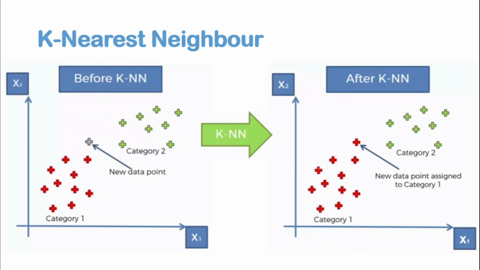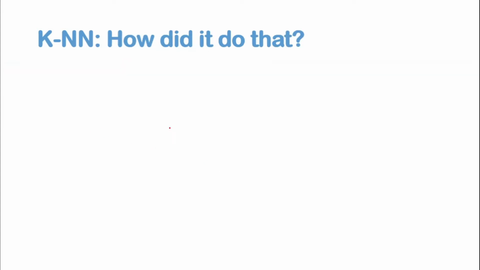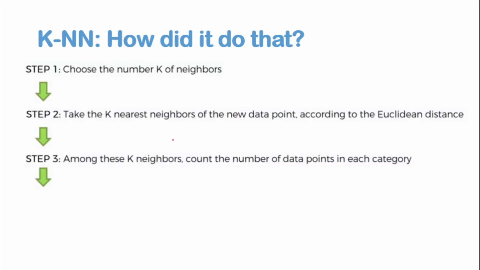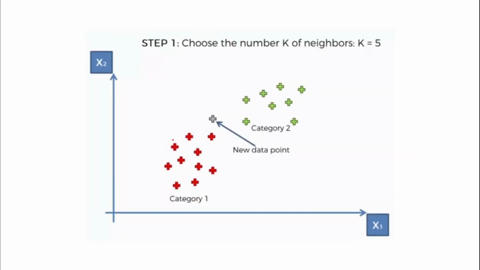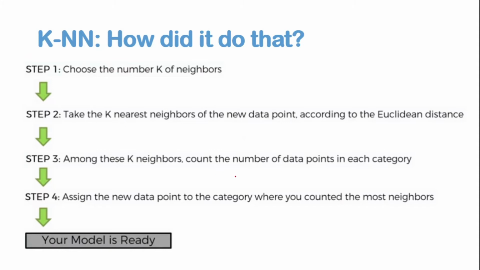How does KNN classify this? That is the question, and we need to look into it. How did KNN do that? This is the algorithm. Just go through the algorithm. I'll be explaining the algorithm step by step in the next slides. We choose k randomly; by default, k is equal to 5, or 3.